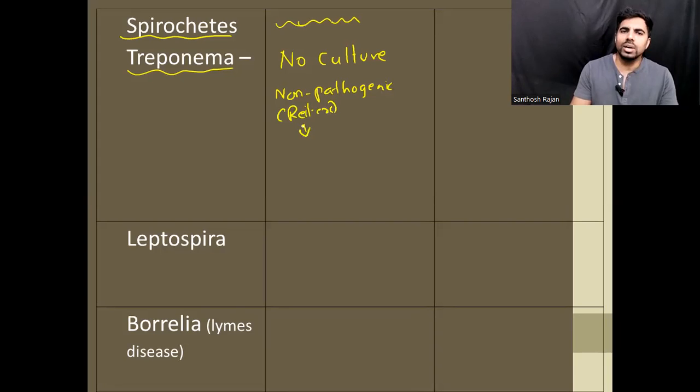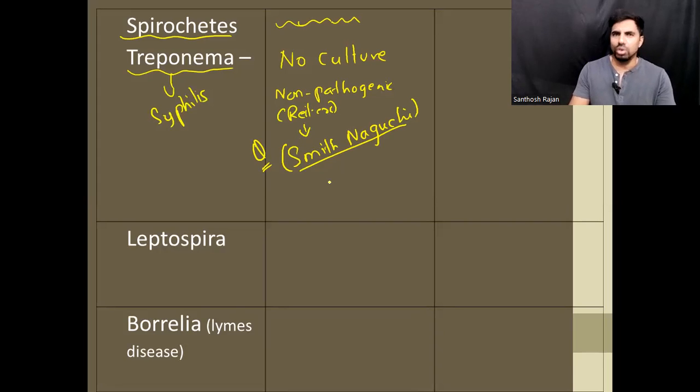There is some media called Smith Noguchi. This question has been asked in only one of the state exams. Don't stress over it; it should be easy because Treponema means syphilis. If you have confusion with Smith in the options, remember Smith's syphilis, Smith's Treponema, but it is a good guy, non-pathogenic. Remember it like that: non-pathogenic syphilis, Smith's. That's all I wanted. Nothing else, I'm going to leave that one.